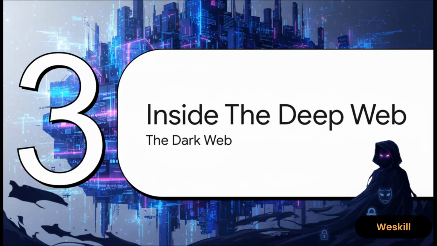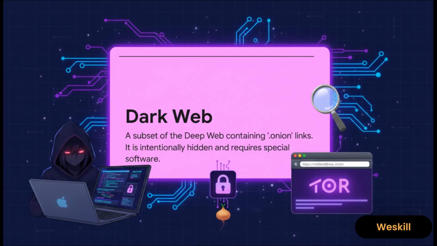Okay, so let's dive even deeper now. Tucked away inside that massive deep web is a very small, very specific section that's built for something else entirely: total anonymity. This is the dark web. The dark web is this tiny little corner of the deep web, and it's built for one main reason: to hide a user's identity and their location. You can't just get there with a regular browser like Chrome or Safari. You need special software to access sites with these unique .onion addresses.